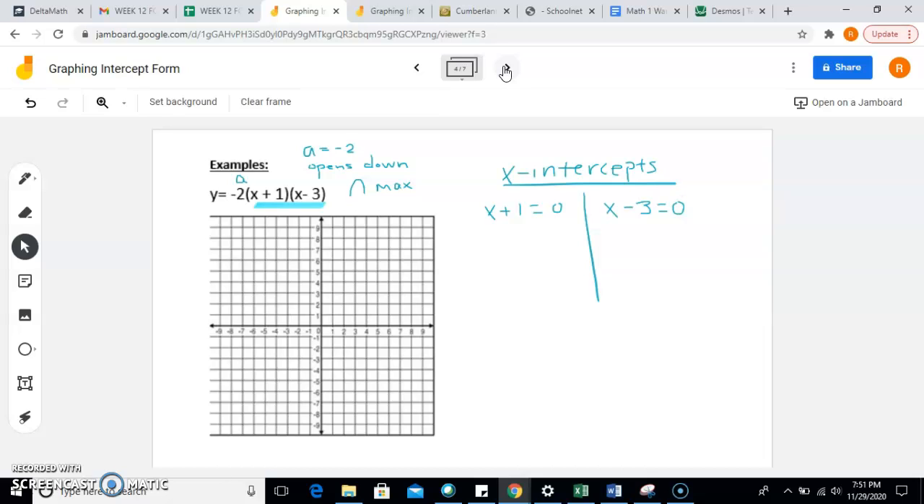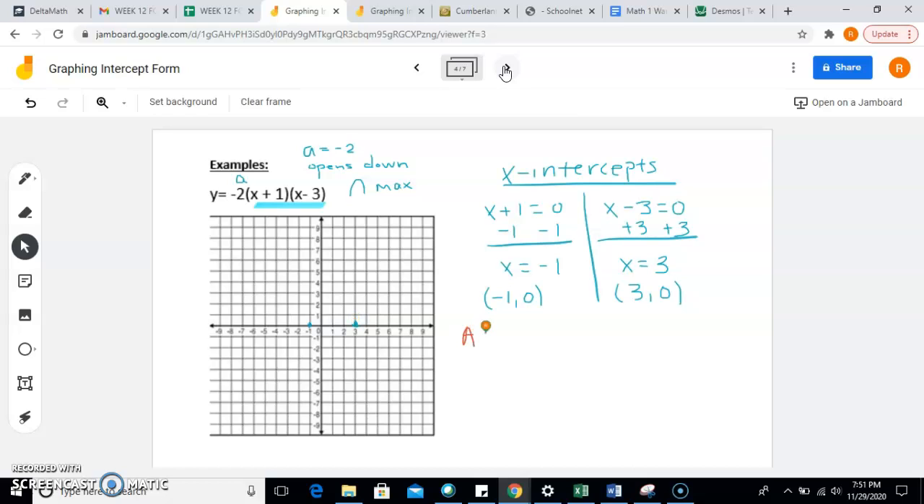So I'm going to solve the left, subtract 1, solve the right, add 3. So my x-intercepts would be (-1, 0) and (3, 0). So they're on my x-axis at -1 and at +3.